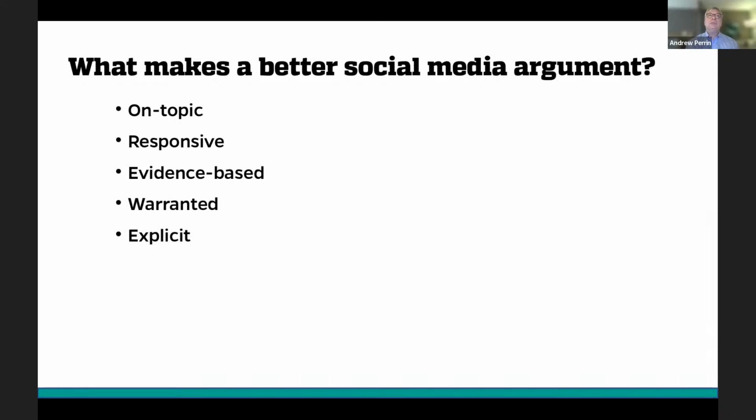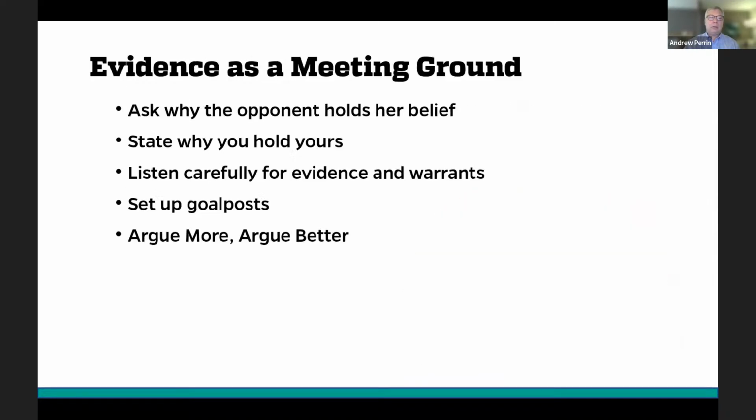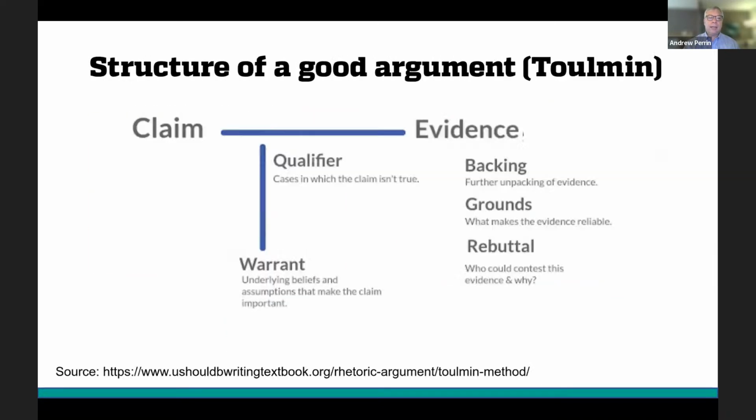Maybe go back to the Toolmin slide also. Sure. All slides are Toolmin slides. Sorry. Yeah. So let me think of a good one that might really work well here.